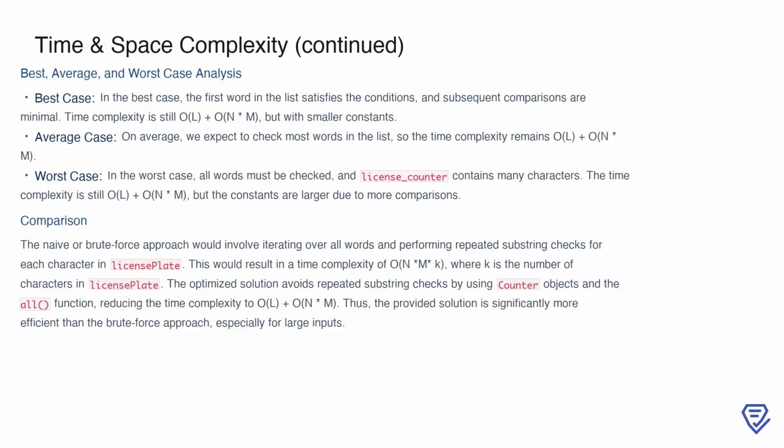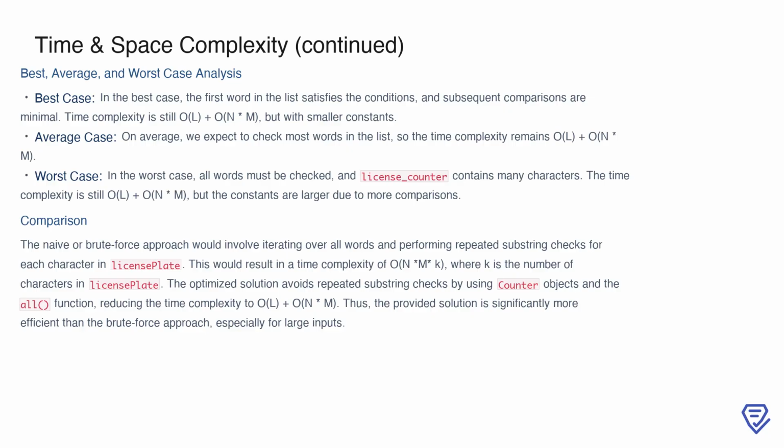To gain further insight, let's look at the best, average, and worst cases. In the best case, the first word in the list satisfies the conditions, and minimal further comparisons are necessary. While the time complexity remains O(L + n*m), the constants are smaller. For the average case, we expect to check most words in the list, so the time complexity stays O(L + n*m). In the worst case, all words must be checked, and the license_counter contains many characters, leading to the same time complexity but with larger constants due to more comparisons.